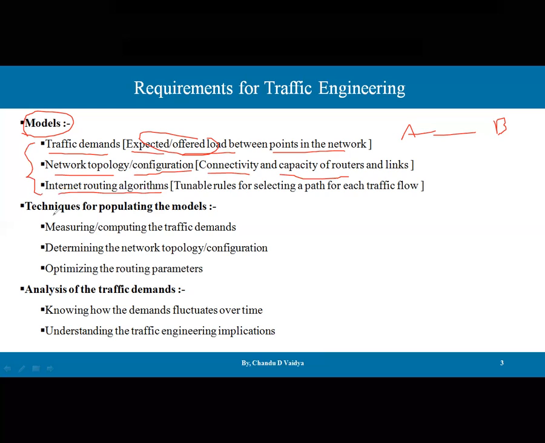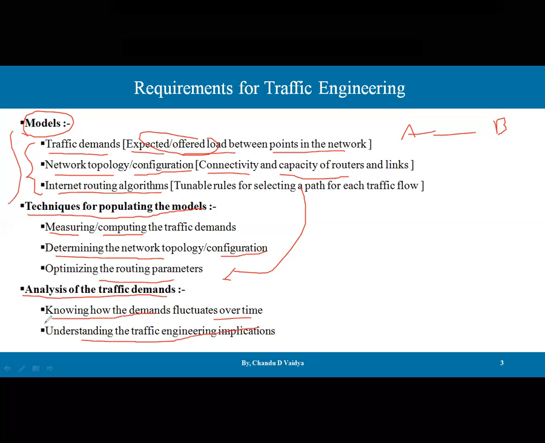The second requirement is techniques for populating the models. What kind of measurements are to be taken? How is the traffic demand going to be computed? Then determining the network topology and configuration. Then optimizing the routing parameters. If we are using a dynamic routing algorithm, then we need to optimize the routing parameters. What parameters are to be considered so that the processing capacity needed will be very low? Then the third requirement is the analysis of the traffic demand. Then knowing how demand fluctuates over time, then understanding the traffic engineering implications. So these are the three requirements of traffic engineering.